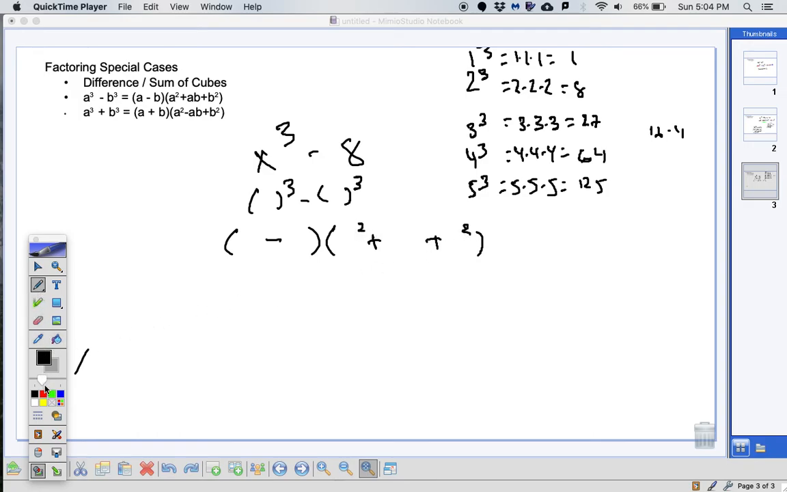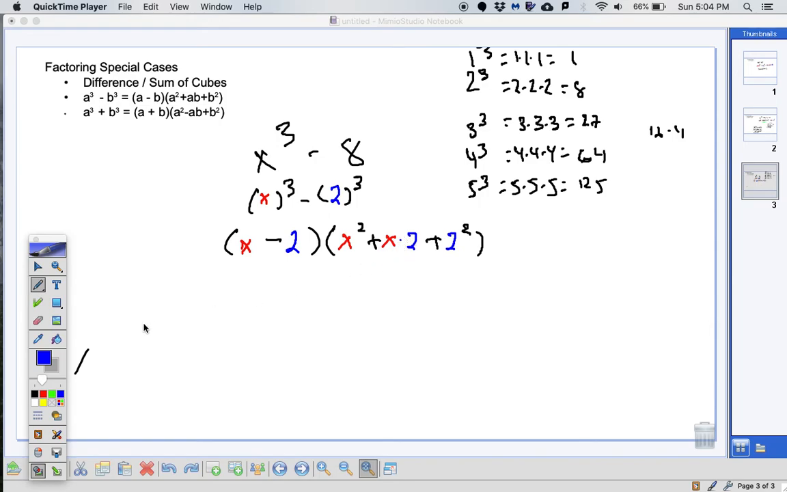And now let's go change our color and let's figure out what this number is. So what number cubed is supposed to be x cubed? Well, x cubed is equal to x cubed. So everywhere you see an a, you're going to put an x. So that means this is an x, this is an x, and there's an x here. And then I do the same thing with the b's. So what number cubed is going to be 8? Well, we just did it over here. This is going to be 2. So this is 2, and this is 2, and this is 2.